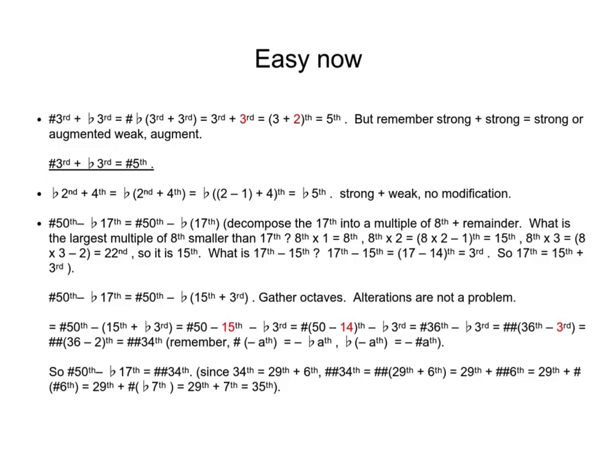What is 17th minus 15th? What do you have to add to the multiple of an octave, the 15th, to get a 17th? It's going to be equal to 17 minus 14. You take the smallest number, remember, reduce it by 1, and 17 minus 14 is equal to a third, just a third. So 17th is equal to 15th plus a third. So an augmented 50th minus a diminished 17th is equal to an augmented 50th minus a diminished sum of a 15th plus a third. Now you gather the octaves.